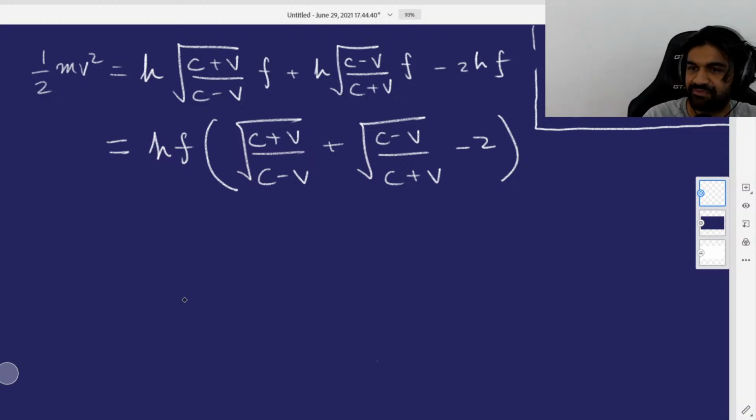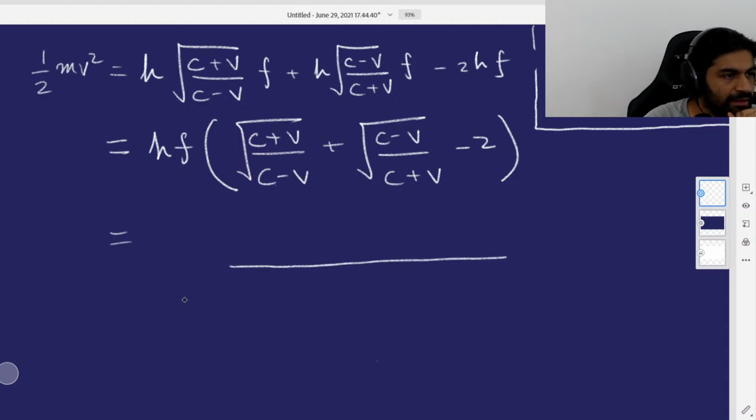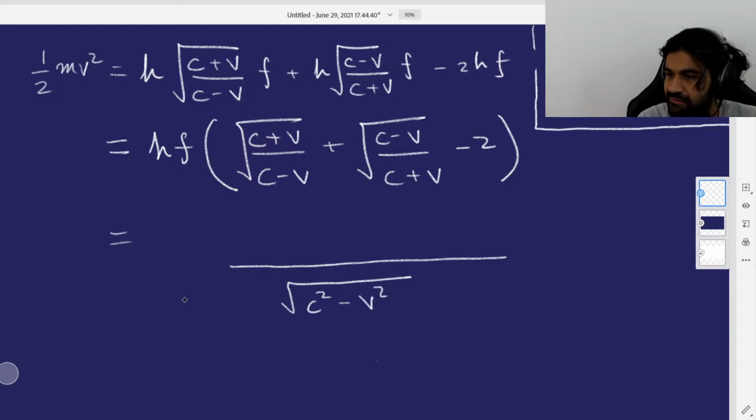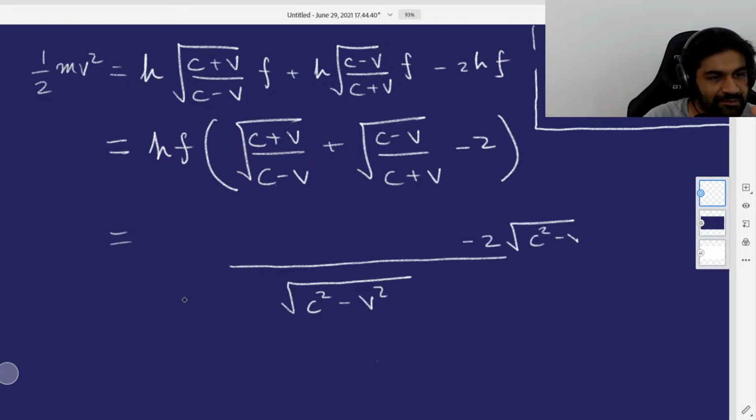So far, so good? All right. Next thing I'm going to do is take a common denominator here. The common denominator is going to be the square root of (c minus v) times the square root of (c plus v), which should be the square root of c squared minus v squared. I've taken the common denominator now, so this is going to be minus 2 times the square root of c squared minus v squared.